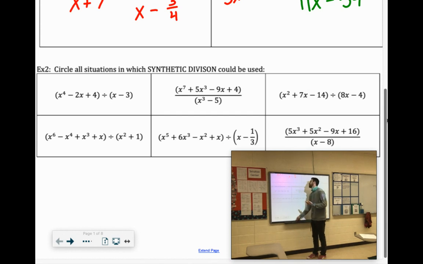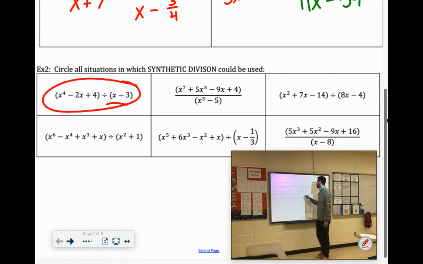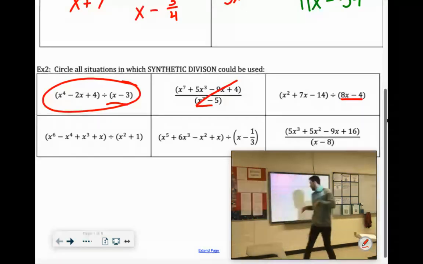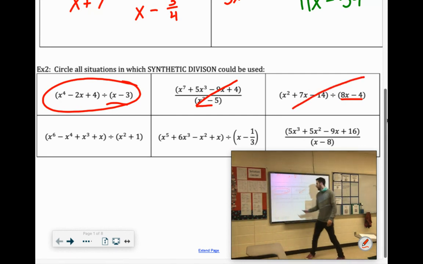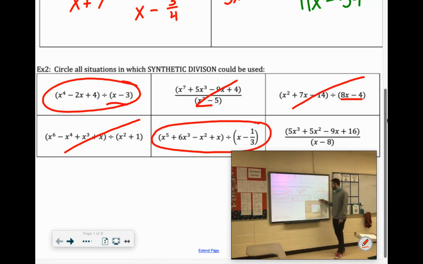So could you do synthetic division with something like this? You're dividing by x minus 3? Yeah, that's what you want. Look at here, it's x to the third power, automatically out, because it needs to be just x. Let's see what else we got. We're dividing by 8x. Needs to be 1x. So that is a problem. X squared, out. Needs to be just 1x. This is 1x minus 1/3. So that is doable. This is 1x minus 8. Doable.